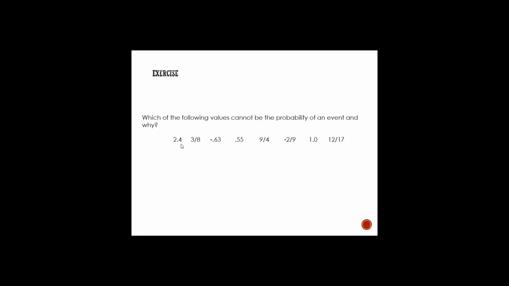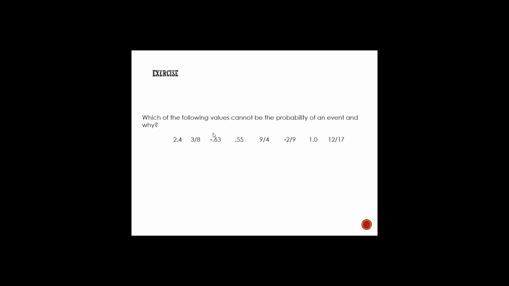So let's look at the first one, 2.4. Well, it's definitely over the number 1. So this is out. It cannot be the probability of an event. Now 3/8 is a fraction. 3 over 8 means that's smaller than the number 1, so it's okay.